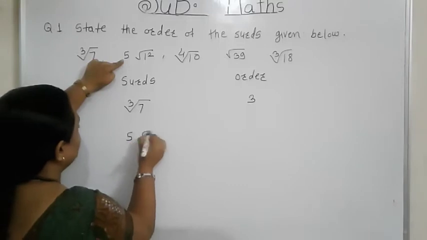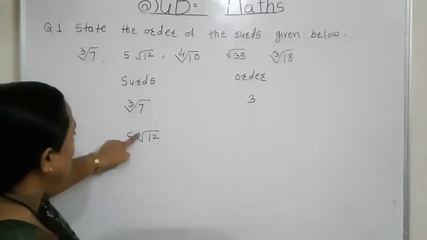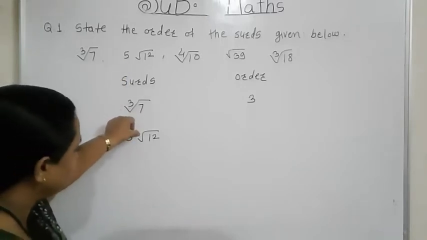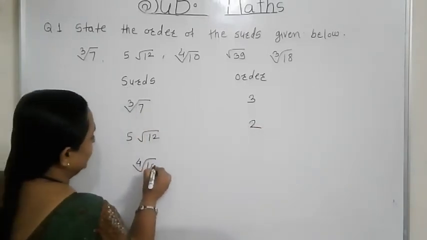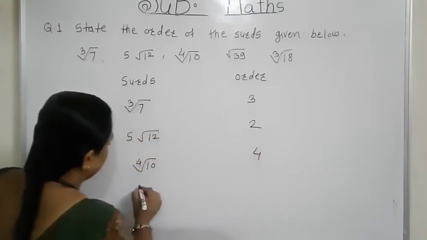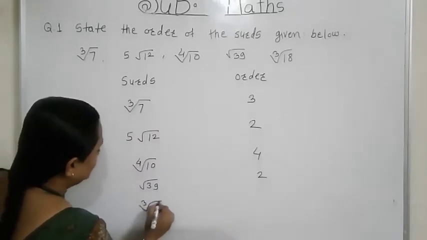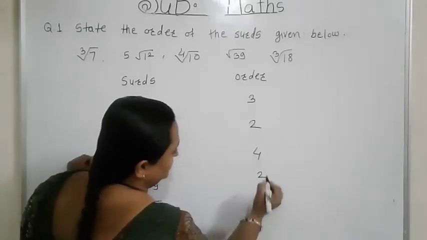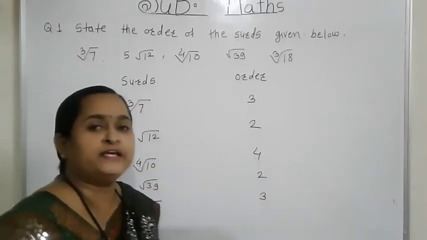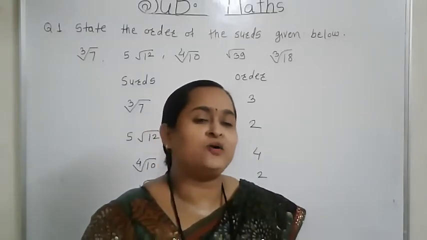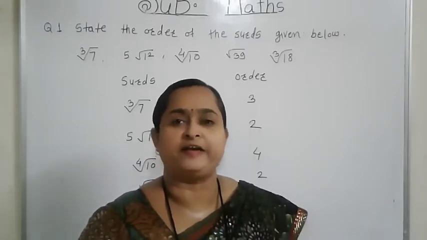Next example, 5 root 12. Now this 5 is outside, this is not the order of the surd. Here the square root sign is there, any number is not there, which means the order of the surd is 2. Next, 4th root 10, the order is 4. Square root 39, order is 2. Next, cube root 18, order is 3. Whichever number is there, that will be the order of the surd. And if any number is not there, then the order of the surd is 2. And if the order of the surd is 2, then that is called a quadratic surd.